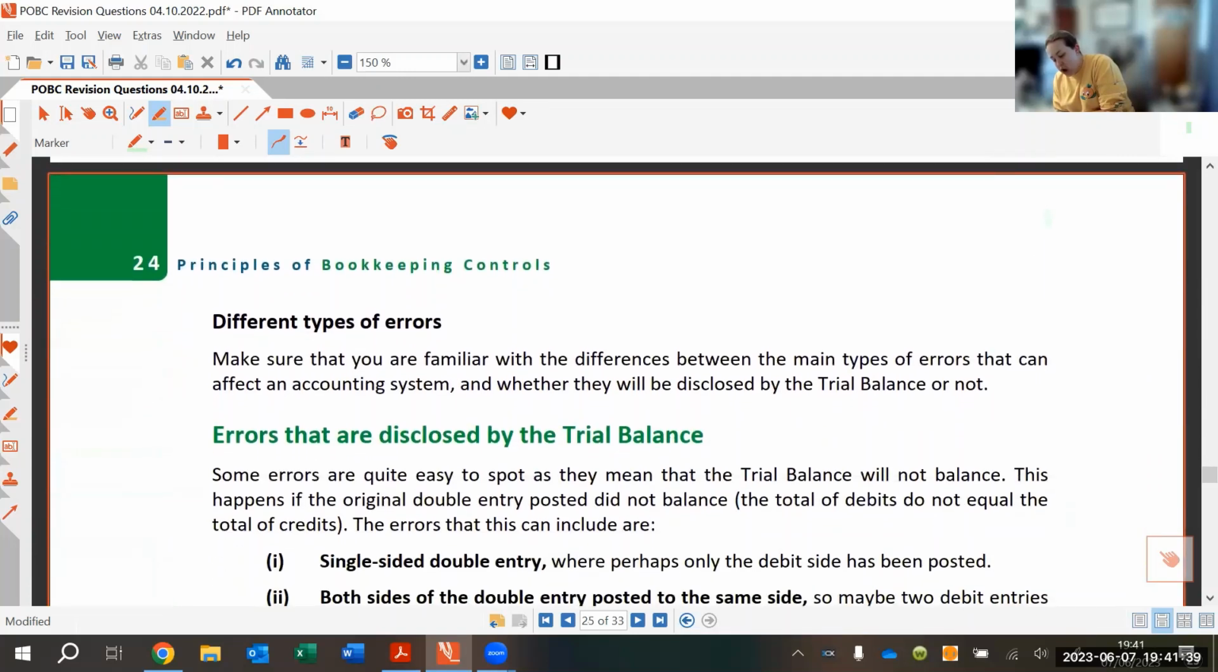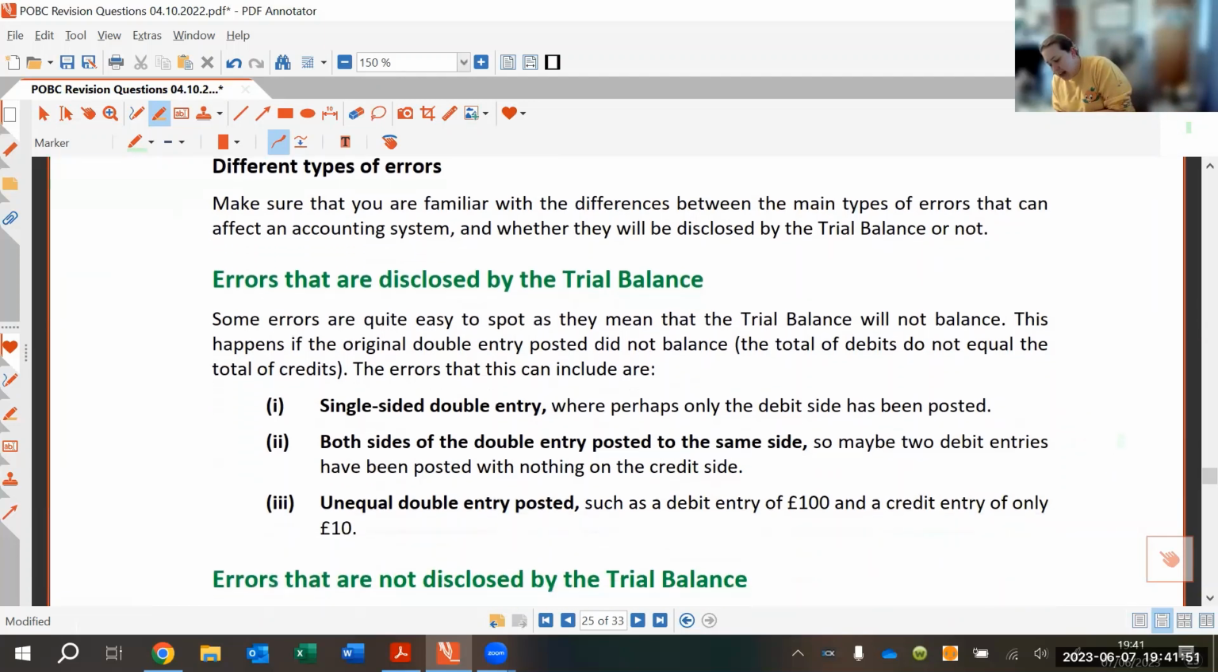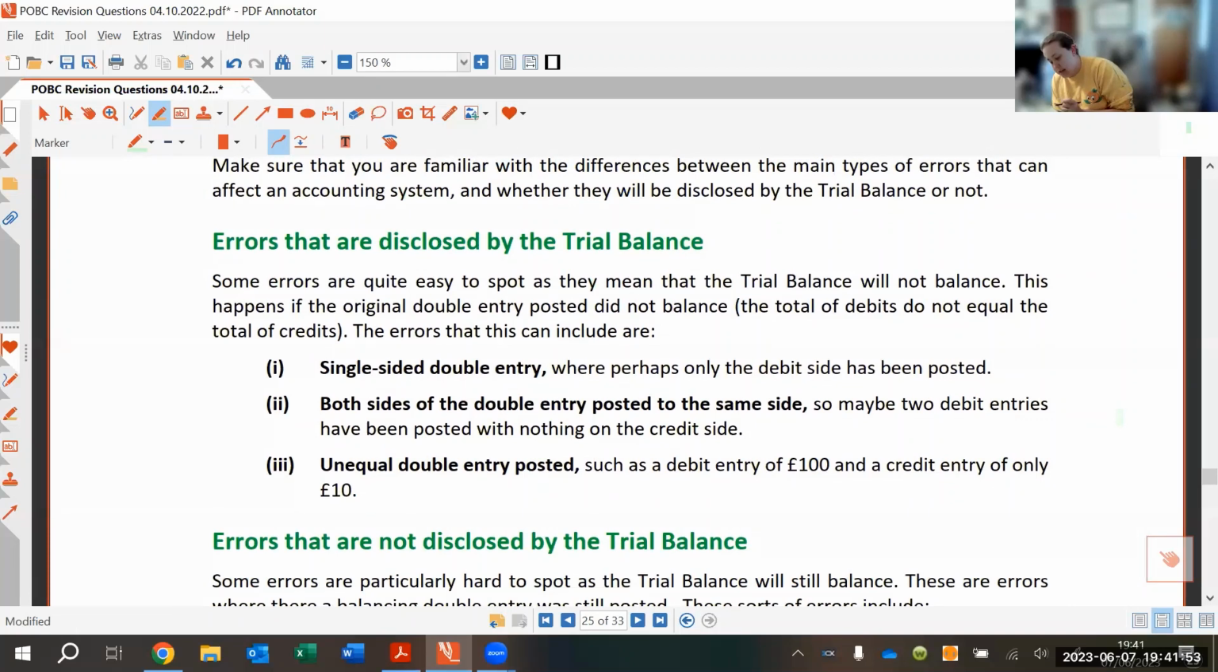Also in this task, you may be asked about different error types. You might be told, this is an error, what type of error is it? Again, these fall into two categories. The first is the ones that the trial balance will disclose, so errors that will result in a trial balance that does not balance. You've got three main ones here.